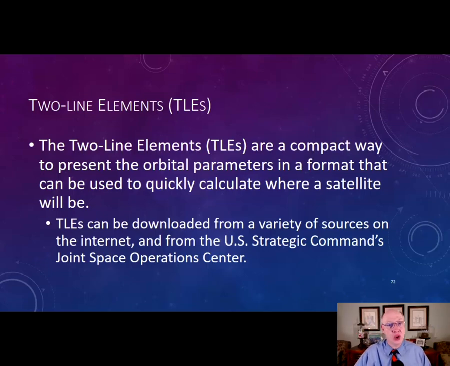And you can download these two-line elements from lots of different sources, but the majority of people get them from the United States Strategic Command's Joint Space Operations Center. The Joint Space Operations Center, as we'll see here in a minute, operates huge radar, and they track all the objects in space that they can, and then they publish the two-line elements for these objects.